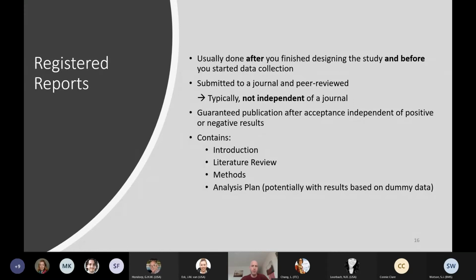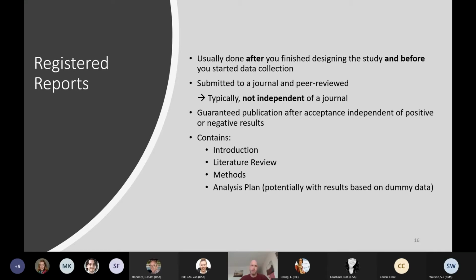So this is the same as pre-registrations, but registered reports are submitted to a journal and they are also peer-reviewed. So typically, in contrast to pre-registrations, registered reports are not independent of a journal. If it gets accepted, it's, so to say, a guaranteed publication after acceptance, so independent of any positive or negative results. A registered report usually contains an introduction, a literature review, a method section, and an analysis plan.